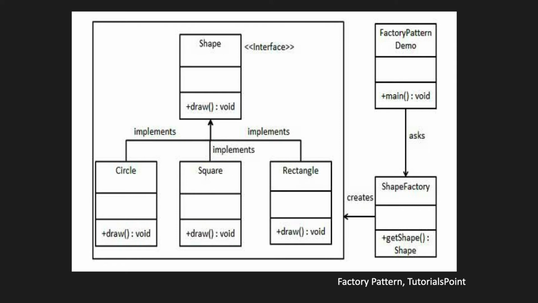Here, the shape interface does not know what and how many subclasses will be required. Also, it wants the main function, that is, the client, to clearly specify which object it wants. The object creation logic is hidden from the client.